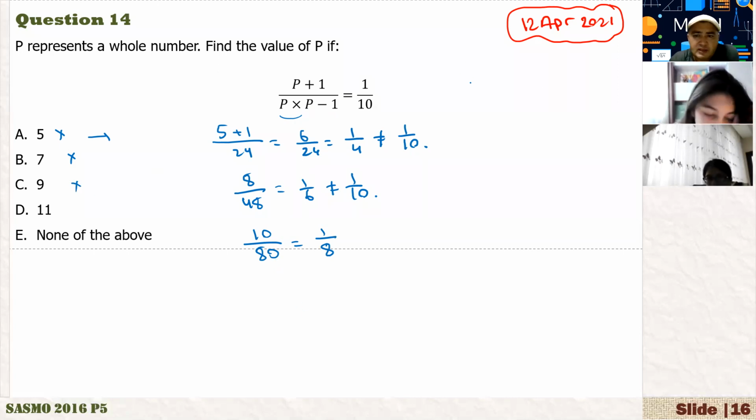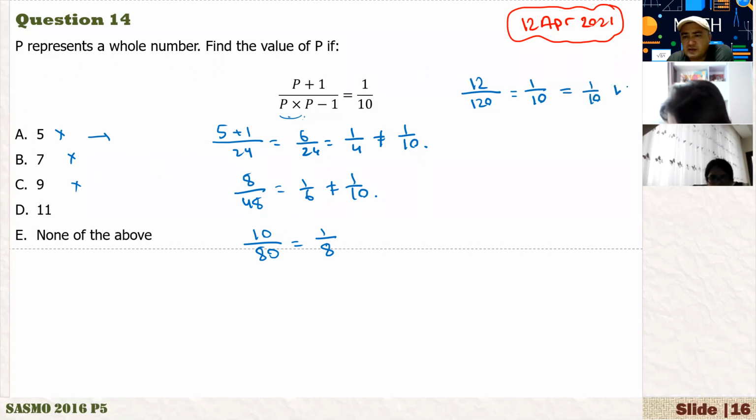And how about 11? When it is 11, here we have 12. And 11 times 11, 121, minus 1, it is 120. And if you divide numerator and denominator by 12, here we have 1 over 10. On the right hand side, we have 1 over 10, so that is correct, right? So the right answer is 11.